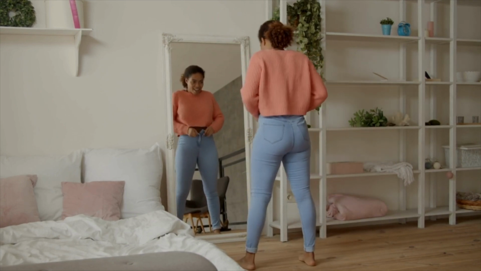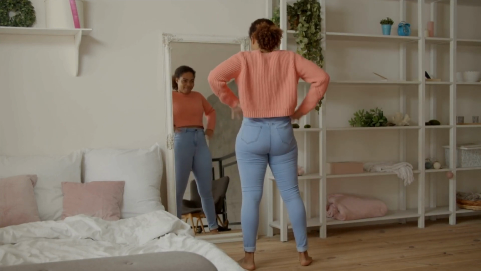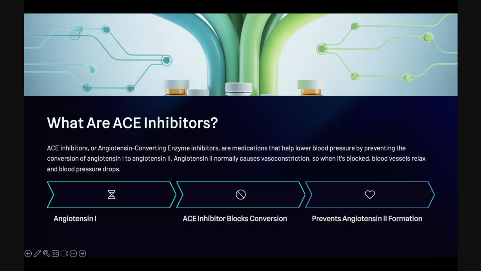So same principle. If you think of a pressure washer, that is a high pressure system. But if you have a larger hose where the water can go through, then there's going to be less pressure. So when angiotensin 2 is blocked, this allows blood vessels to relax and blood pressure drops, and it prevents blood pressure from rising.